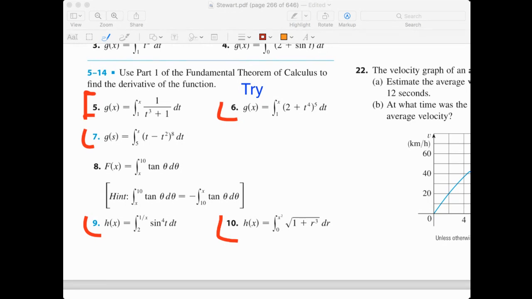Zuli, go ahead. Yeah, so part 1 of the fundamental theorem of calculus is d over dx of the integral from a to x of f of t dt equals f of x. And so if you apply that to question 6, where g of x equals the integral from 1 to x of 2 plus t to the 5th power dt, you would just get g prime of x equals 2 plus x to the 5th power. Okay, you're missing one very important thing.